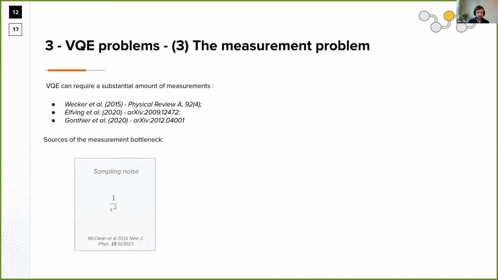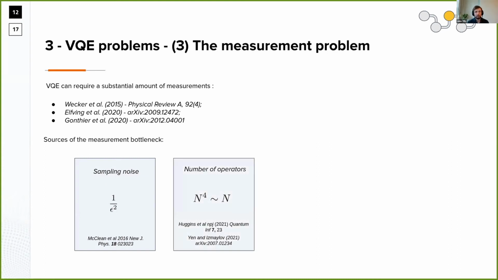The first one, as I was mentioning a minute ago, is sampling noise. This is basically a statistical formula, and it's very well explained in the reference that you have here. But basically, the idea is if you want to measure an observable with a given certainty, you need to repeat your experiment 1 over that certainty squared a number of times, and obviously that can be quite a lot of measurements if you want to get a precise expectation value.